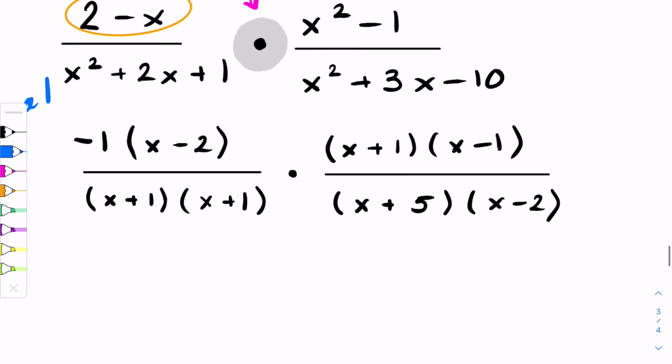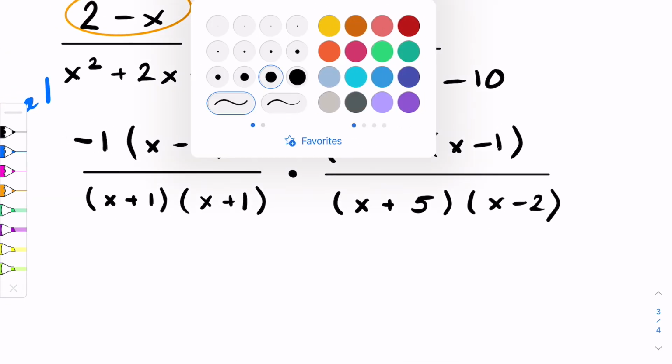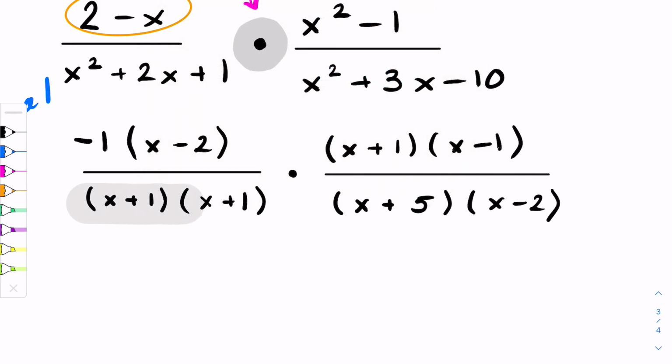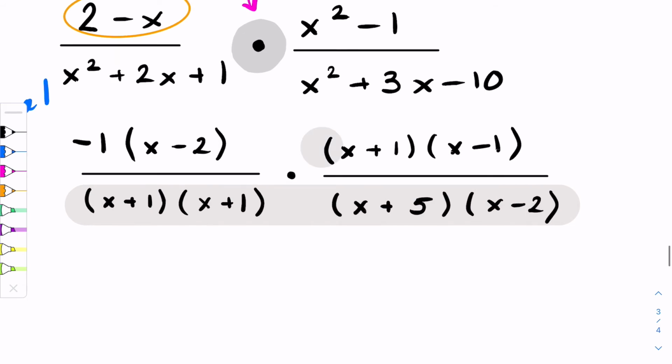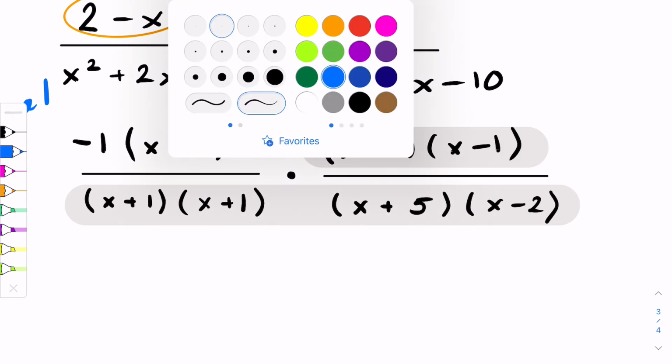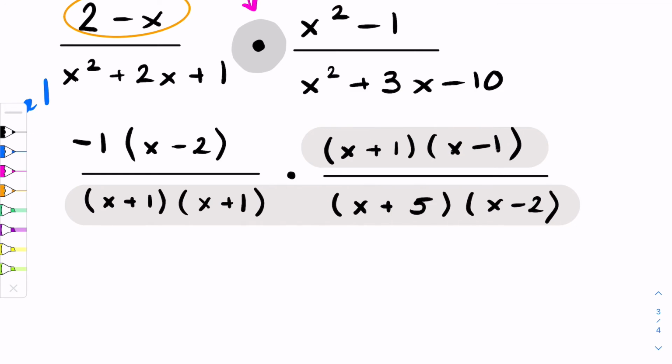Now the third step is to find your domain restrictions. However, your domain restrictions are your denominators, but when you're dividing, so when the original problem is division, you also have to include your original denominator. So we have to find everything I just highlighted in gray as a restriction. If you have any duplicate values, you do not need to list them twice.